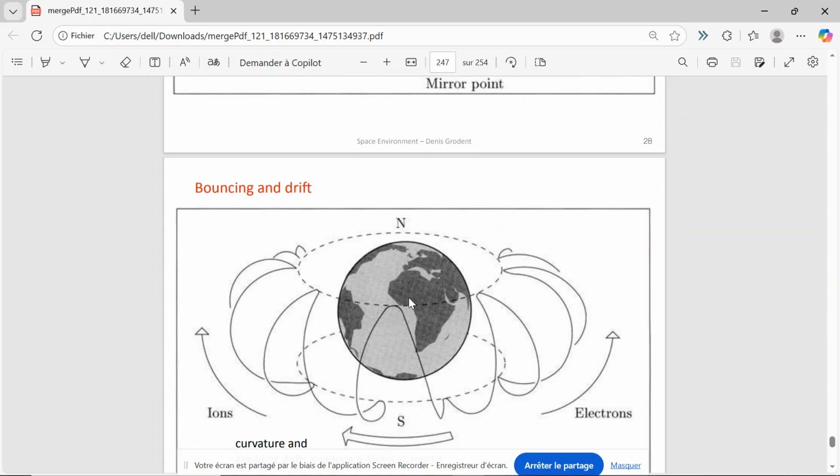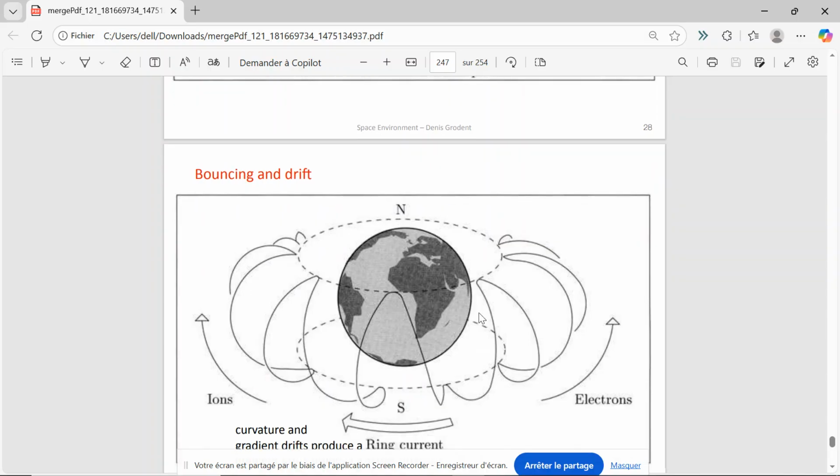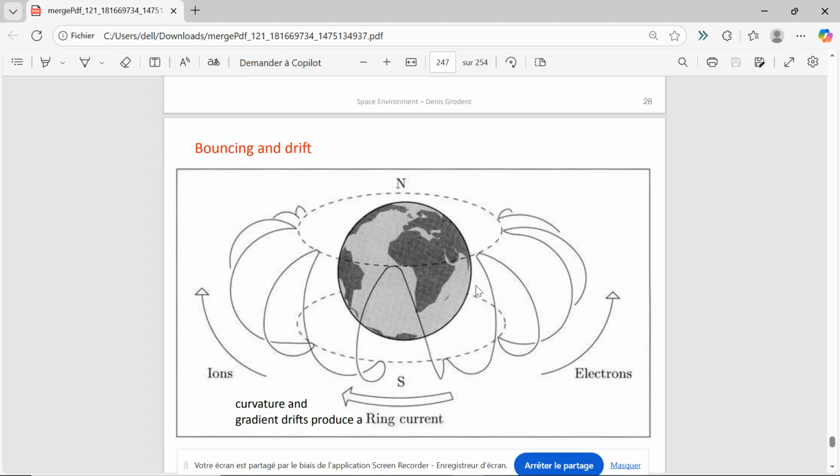So we talked about the bouncing and drift. This is both due to the gradient of the magnetic field. We have two kinds of gradients: parallel to the magnetic field and perpendicular to the magnetic field. So we have the gradient in the field line direction and the gradient which is perpendicular to it. The perpendicular gradient will lead to the production of drift, and electrons and protons move in opposite directions, leading to a net current.